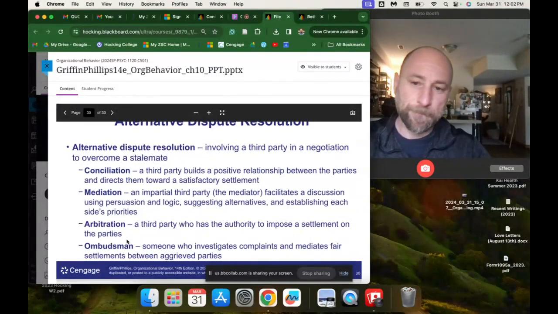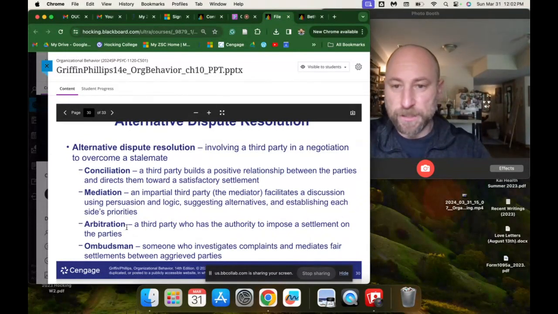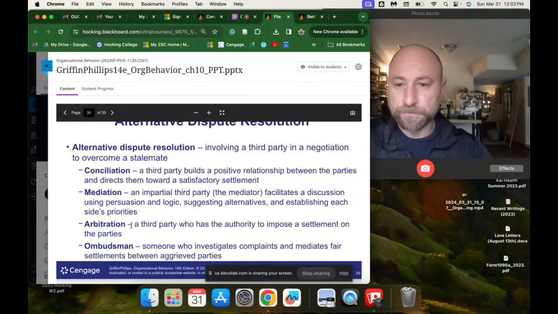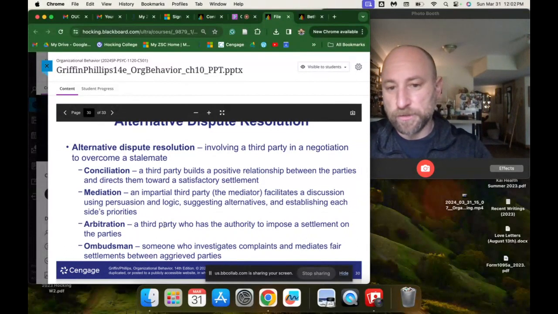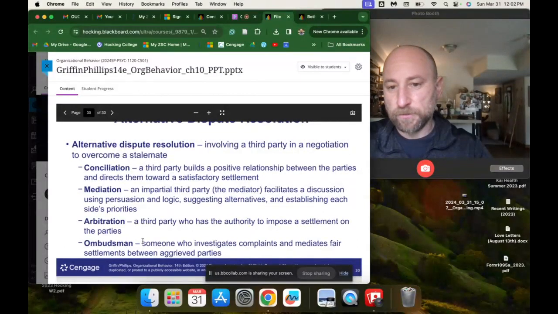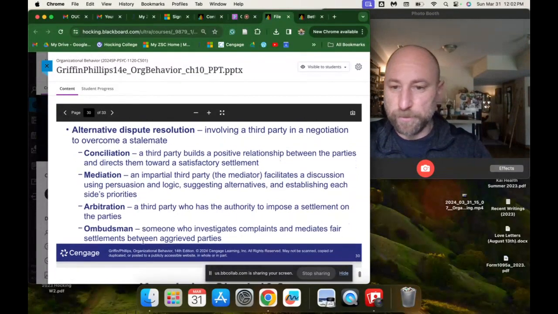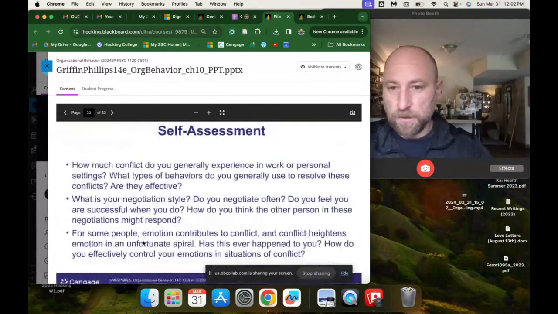These other two are for when things break down to the point where mediation or conciliation can't fix it. Arbitration is a third party who has the authority to impose a settlement on the parties. That's essentially like going to a judge, and the judge decides who gets the custody or who should pay who how much. Although in an organizational setting, it might be the manager arbitrates between two employees, or the CEO arbitrates between two managers, etc. And an ombudsman is related to this, although slightly different. Someone who investigates complaints and mediates fair settlements between aggrieved parties.